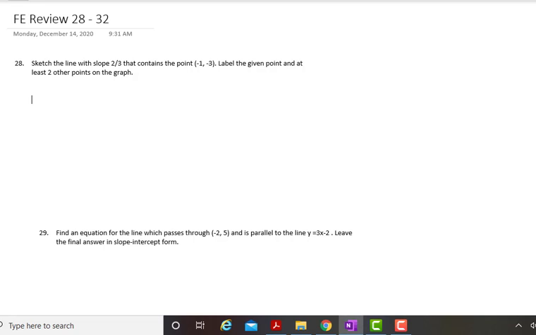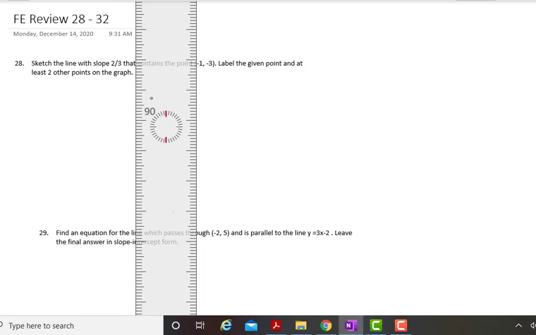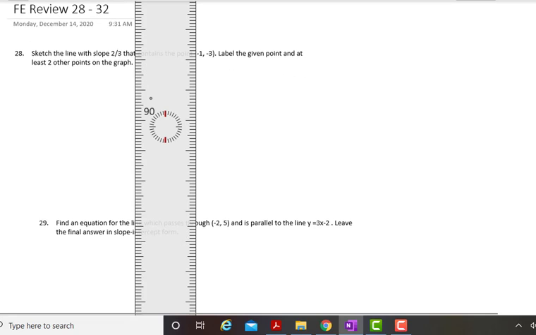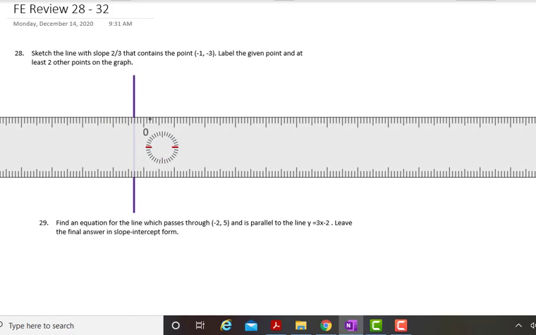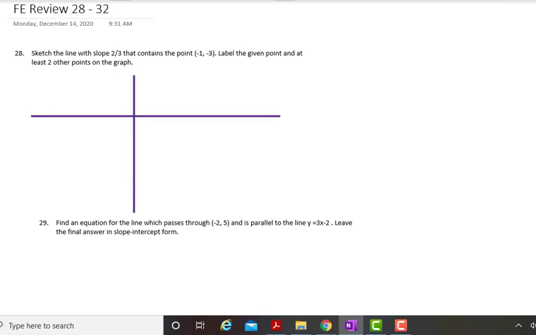So I will draw in a coordinate system. I use a ruler so that I get nice straight lines. And then after the ruler, after I get my coordinate system, I'll mark it. Now it says -1, -3, so I'm just going to make sure to go a few points to the right, a few to the left. I'll just do a few up and a few down.